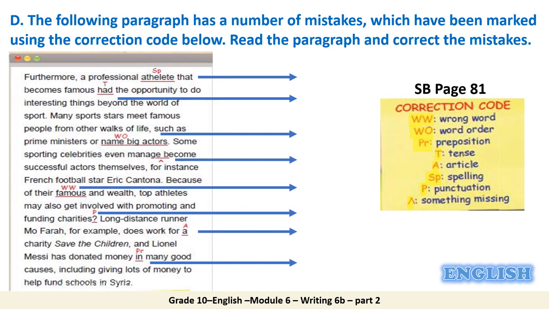Let's do activity D on the student book, page 81. The following paragraph has a number of mistakes which have been marked using the correction code below. Read the paragraph and correct the mistakes. So I want you to read the correction code and then we will be back to correct the mistakes.